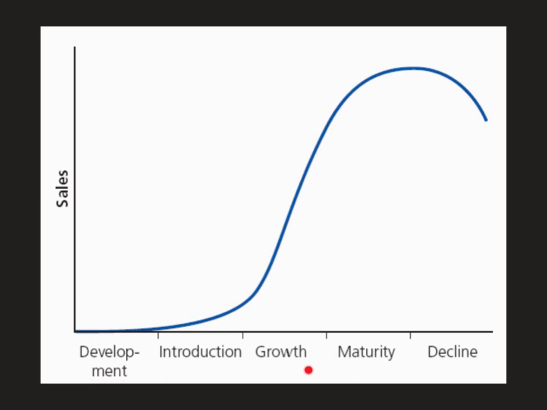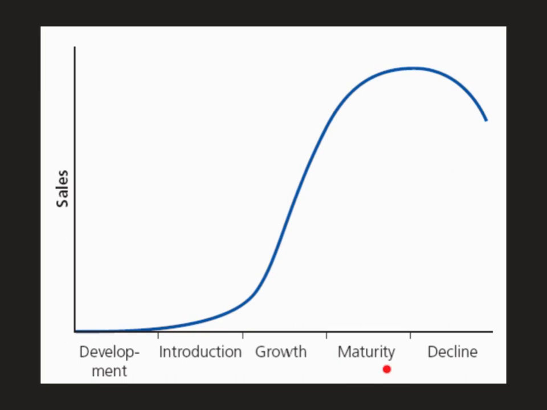Stage 3 is the growth stage. This is where you should see the steepest increase in your sales, and you can see a very rapid increase in sales in the growth phase. This is where your product becomes really, really popular. Loads of people are buying it. You've got loads of sales. It's the talk of the town. It's the latest must-have item, and so the sales are going through the roof in that growth stage.